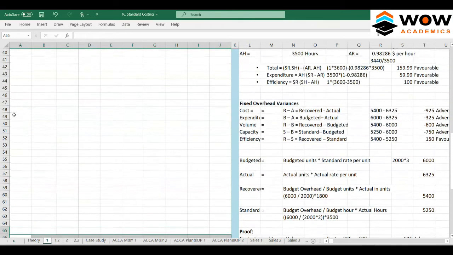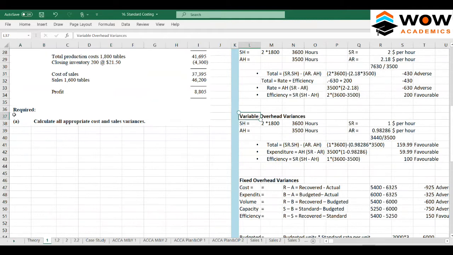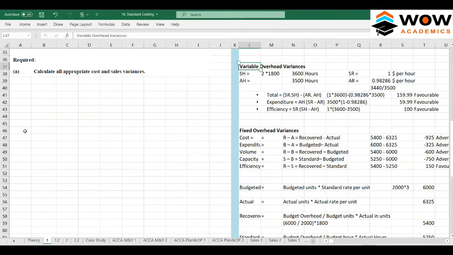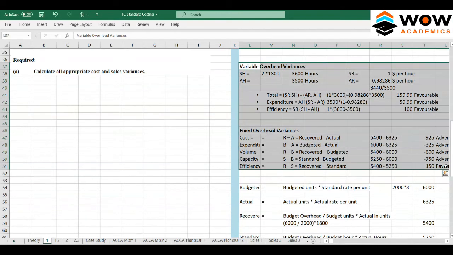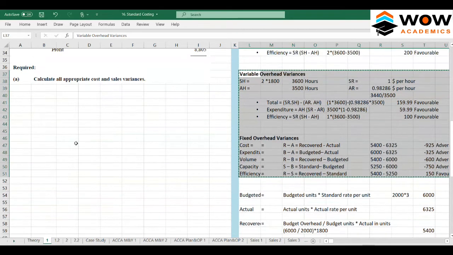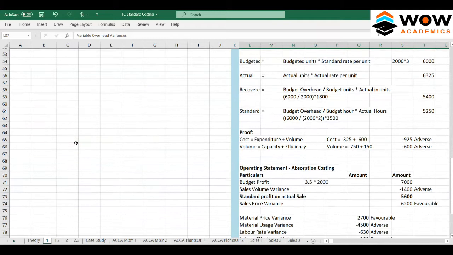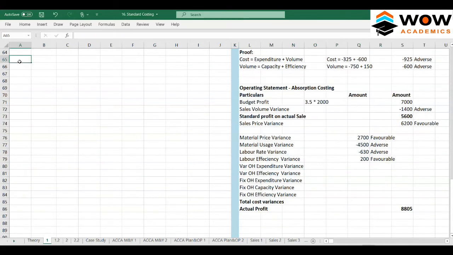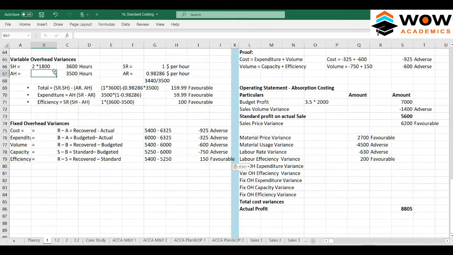So we have two more variances. We have variable overhead and fixed overhead. We'll copy that also. So variable overhead expenditure variance is 60 favorable. 60 is favorable and efficiency variance is 100 favorable.